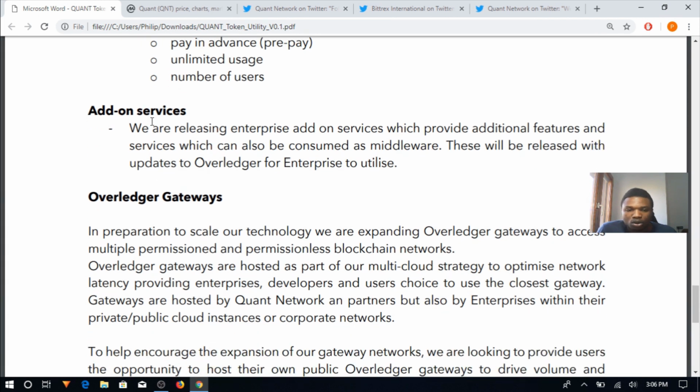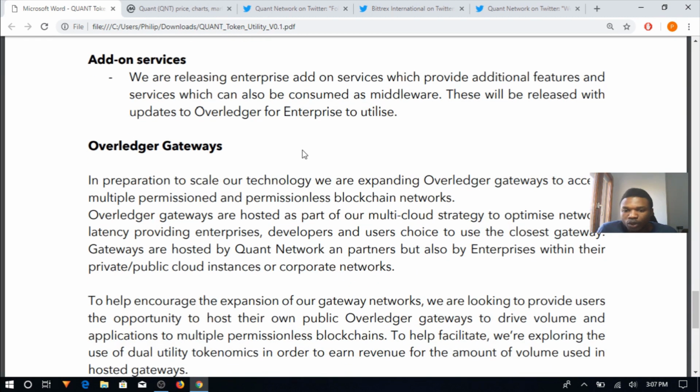So there will be add-on services, just like for users, just like for developers. There will be add-on services for enterprises as well. So for enterprises, we are releasing enterprise add-on services which provide additional features and services which can also be consumed as middleware. This will be released with updates to Overledger for enterprise to utilize.